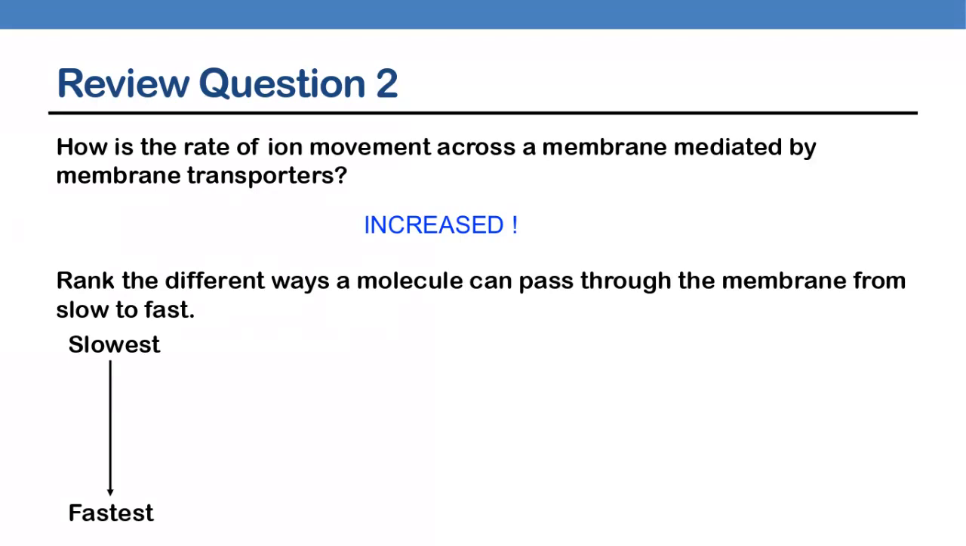Perfect. And then the next question is, rank the different ways a molecule can pass through the membrane in terms of slowest to fastest. So what do we think is the slowest form? Passive, perfect. Membrane diffusion, yep. And then someone said active transport, excellent. After active transport, what do we have? Then facilitated. And then there's a channel or a pore. Which one do we think would be faster? Someone's saying pore is faster. Yes, excellent.